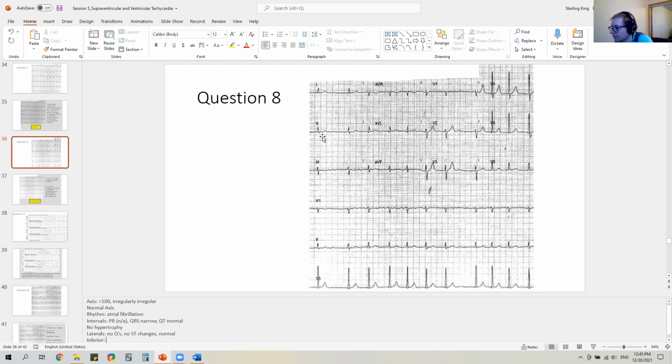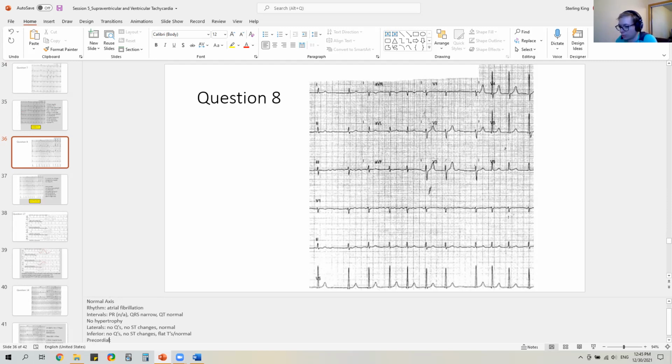Okay, now let's check inferior. Don't see Q, no Q, no Q, so no Qs. I didn't see any ST changes. And it looks like, well, there's a T. That may be a T, it's pretty flat. So maybe flat T's, or normal. Kind of have to keep going to see if that means anything.